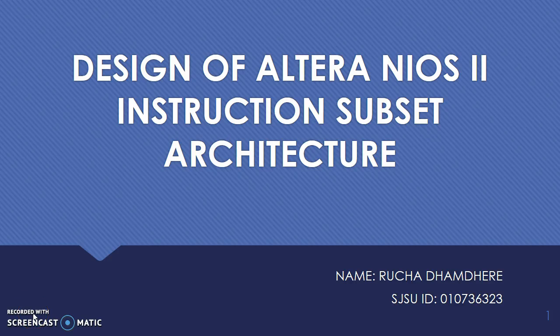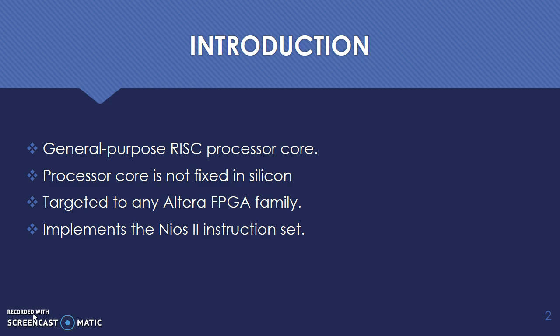Hi, this is Rucha Dhamdhere and I am here to present my EE275 Advanced Computer Architecture project, which is design of Altera NIOS 2 instruction subset architecture. NIOS 2 is a general purpose RISC processor core. It is a soft processor, meaning that the processor core is not fixed in silicon and can be targeted to any FPGA family.